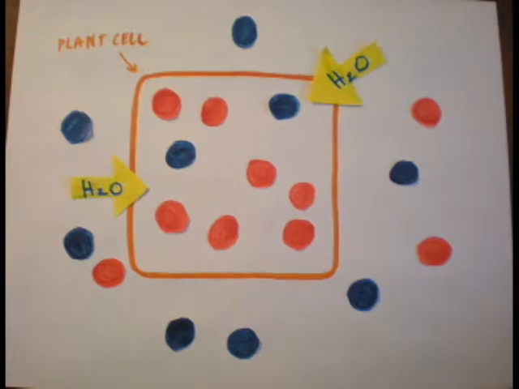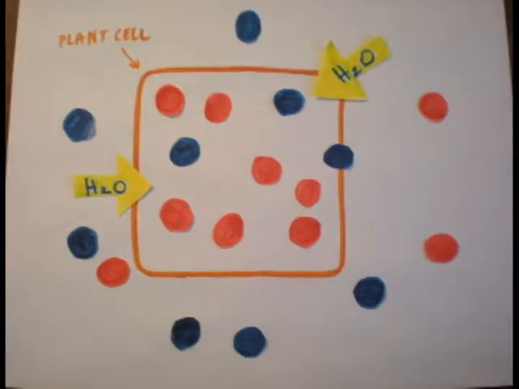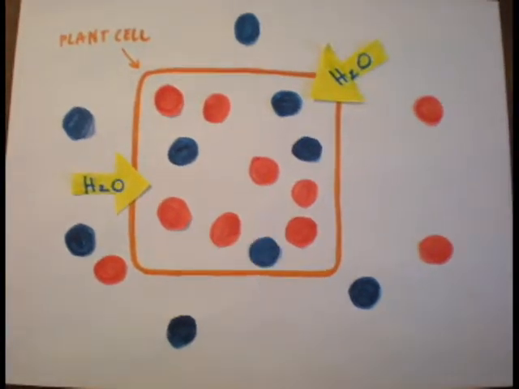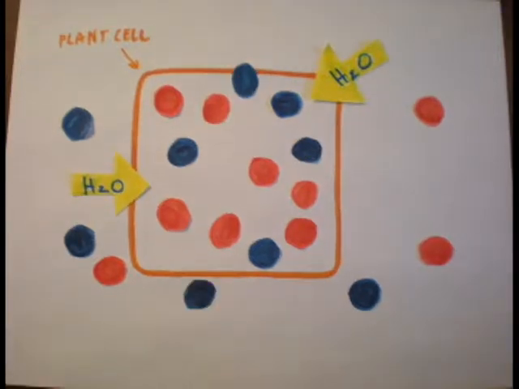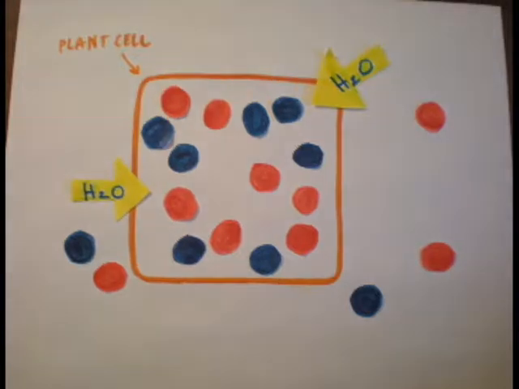Cells that are hypertonic to their environment will have a higher concentration of solute inside the cell and a lower concentration of water inside the cell. In hypertonic solutions, water has a tendency to rush into the cell, causing it to swell.